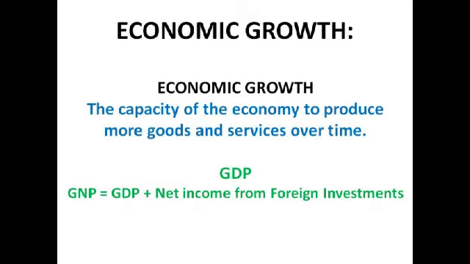We're now going to look at all of those four indicators of economic success in more detail. The first one was economic growth. Economic growth is the capacity of the economy to produce more goods and services over time. There are two major ways to measure economic growth. The first one is gross domestic product, often abbreviated to GDP. This is the total value of goods and services produced in the economy in a year.